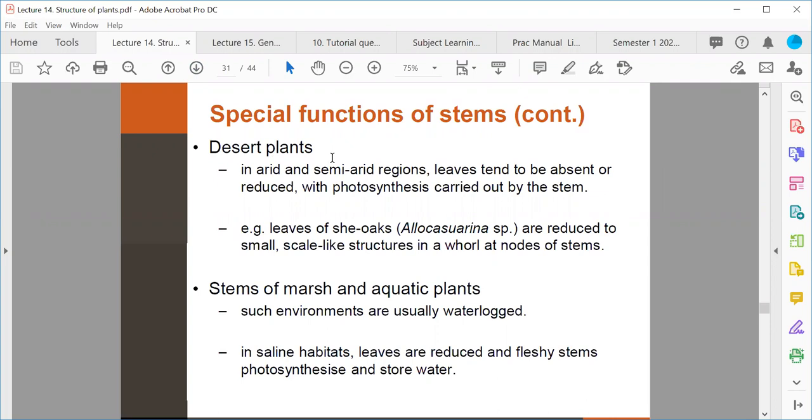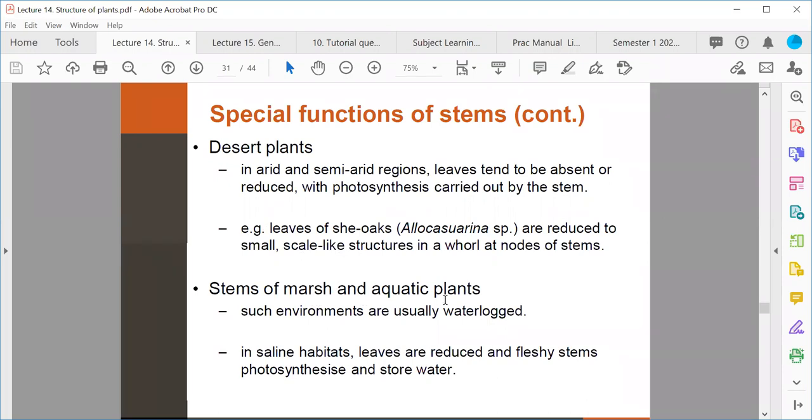Desert plants also tend to have specialised stems. So in arid and semi-arid regions, leaves tend to be absent, or at least significantly reduced to prevent water loss. And instead, photosynthesis is carried out primarily by the stem itself. So, for example, leaves of she oaks are reduced to very small scale-like structures at the nodes of stems.